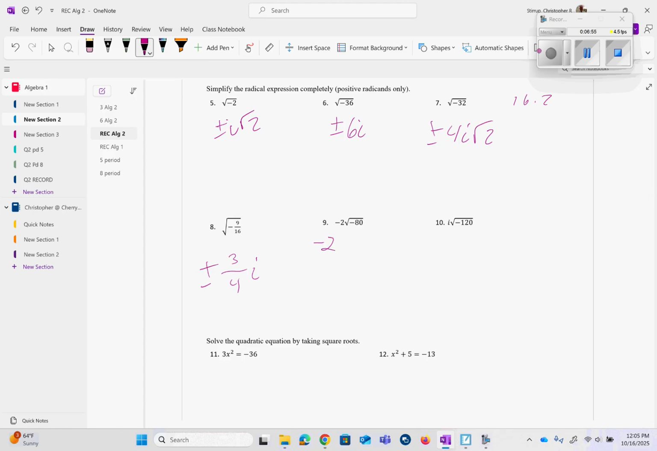I have a negative out front, so I'm going to hang on to that for a second. That's going to be 16 times 5. So then I'm going to wind up with 4i root 5. Let's multiply. I can multiply these together. So I'm going to get negative 8i root 5. 120. Remember, i is equal to square root of negative 1, which becomes this. Okay, and 120 is going to break down to 4 times 30. So I'm going to get 2 root 30. And again, you can put the plus minus for right now.